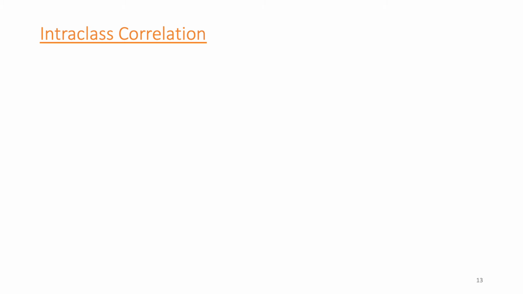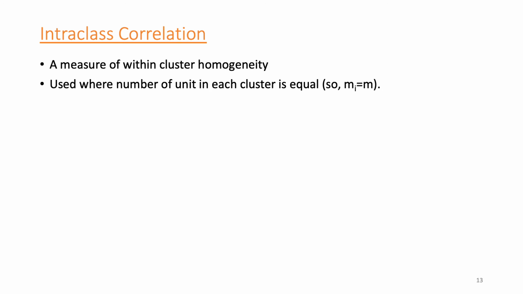Let us now talk about intra-class correlation coefficient. Intra-class correlation is a measure of within cluster homogeneity, and it is used only where the number of units in each cluster is equal. So in the case of intra-class correlation, we have small mi just equals to m, that is the total number of units in each cluster.